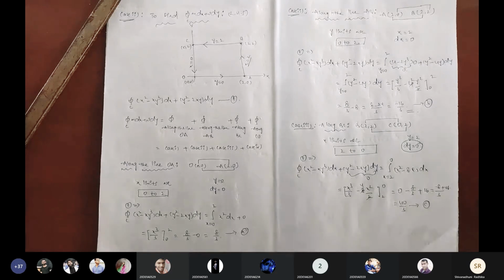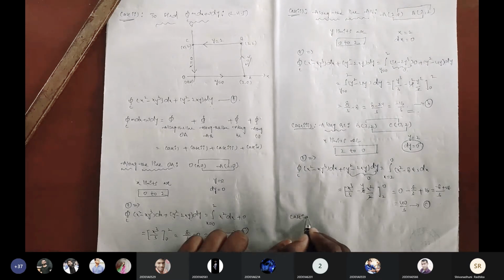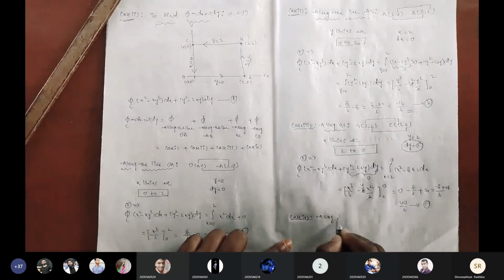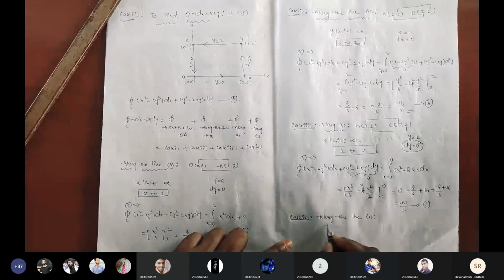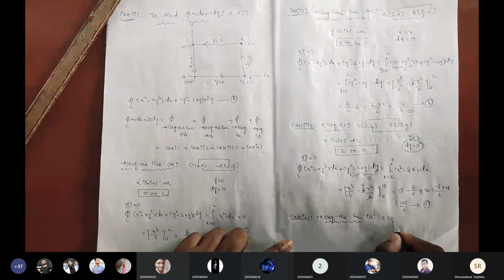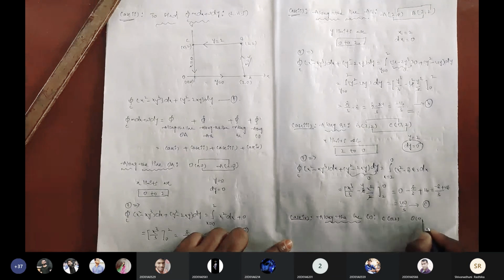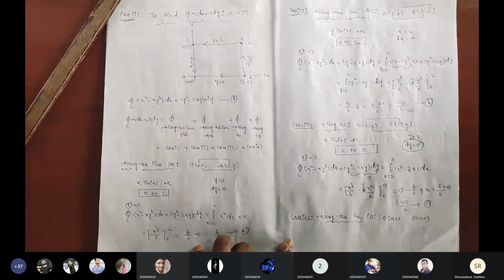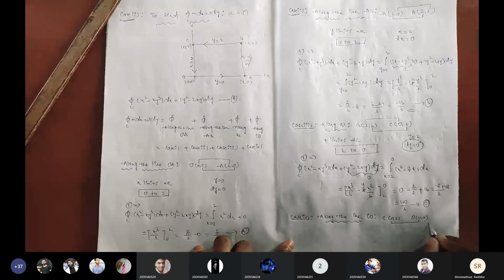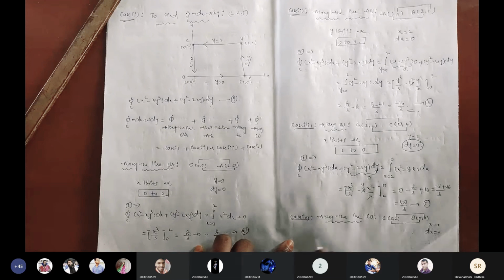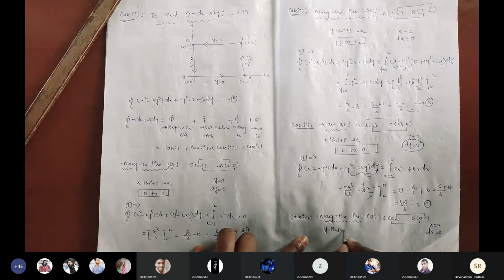Then lastly, we are going to find case 4, along the line CO. C points are (0, 2) and O points are (0, 0). Which variable has the same values? x is 0. Then we should differentiate this curve: dx is 0. Which variable has different limits? 2 to 0. Then the y limits are 2 to 0.